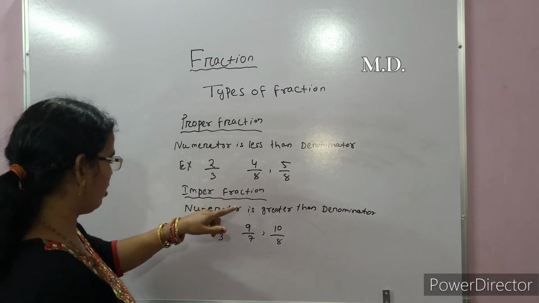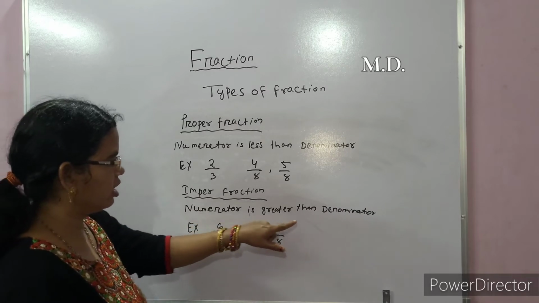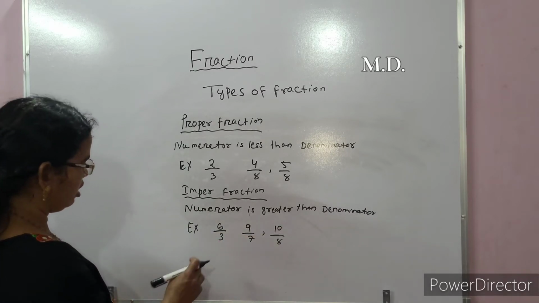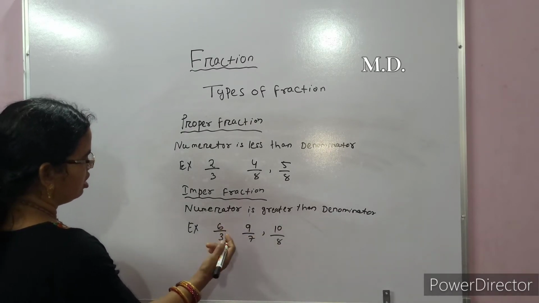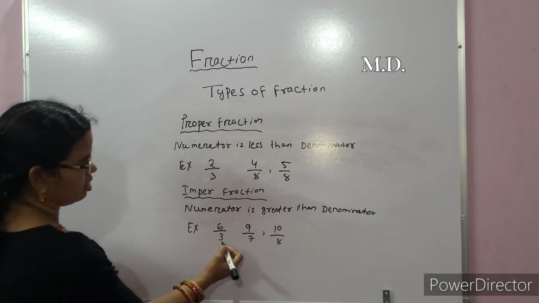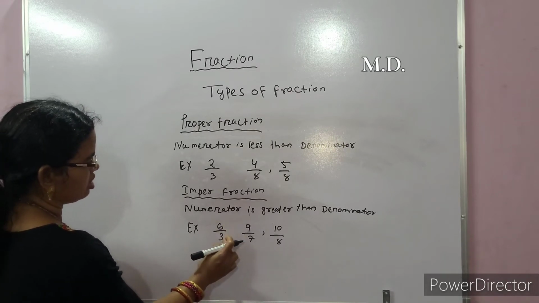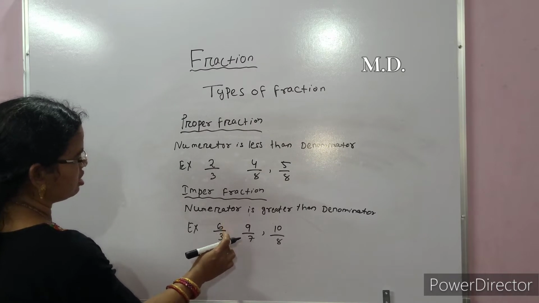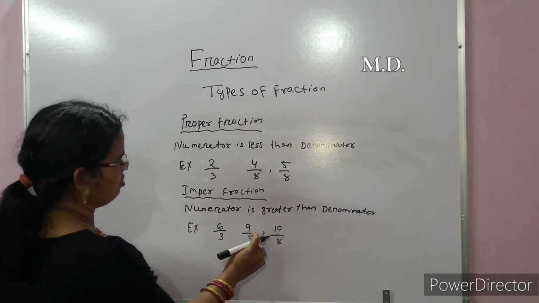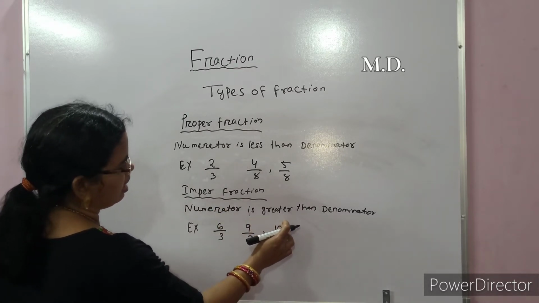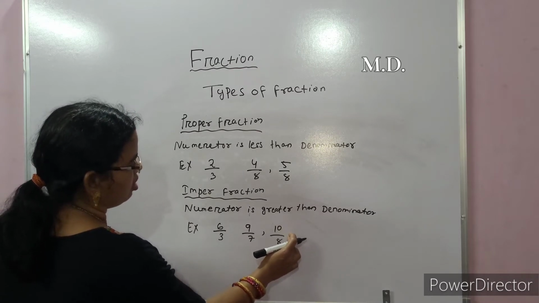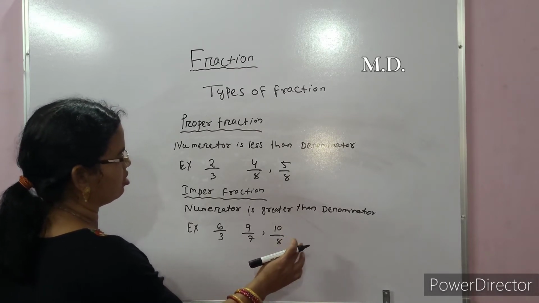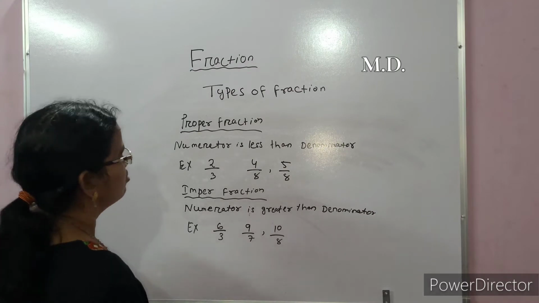Improper fraction. The numerator is greater than the denominator. 6 bar 3. 6 is greater than 3. 6 is the numerator, 3 is the denominator. 9 bar 7, 9 is greater than 7. And 10 bar 8, 10 is the numerator, 8 is the denominator. 10 is greater than 8.